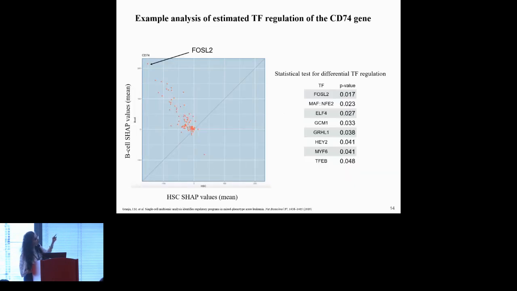So here I'm showing one of those selected genes, CD74, in specific cell types, here B cell and HSC. The orange points are mean SHAP values, and as you can appreciate, FOSL2 has the highest rank, or is the most important TF in B cell for this gene. And also in the table, we show the top ranked TFs and their p-values based on our statistical test.